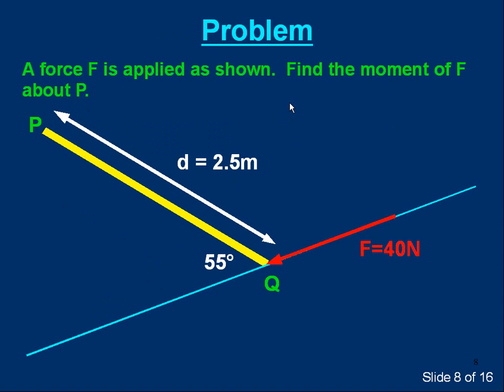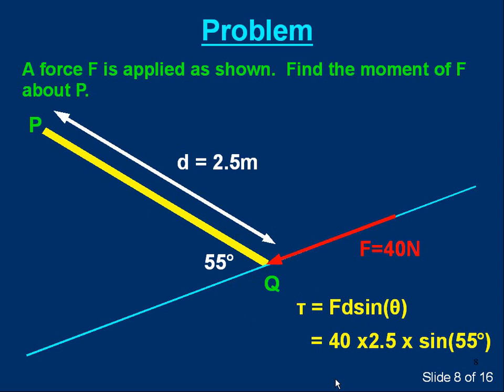Well, it's simply a case of putting the numbers in. Let me mark Q for you, a point on the line of action. There's the formula. We know the force is 40, the distance PQ is 2.5 meters, and the angle between PQ and the line of action is 55 degrees. So all we have to do is say 40 times 2.5 times sine 55. It comes to 82 Newton meters clockwise, roughly.